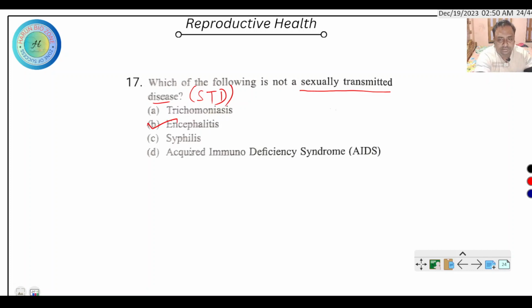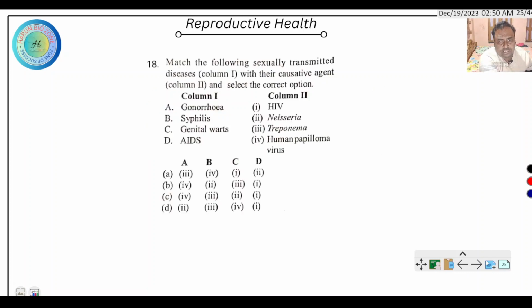Next question: match the following sexually transmitted diseases with their causative agents. Gonorrhea is a sexually transmitted disease caused by the gram-negative bacterium Neisseria gonorrhoeae. Syphilis is a sexually transmitted disease caused by Treponema pallidum.